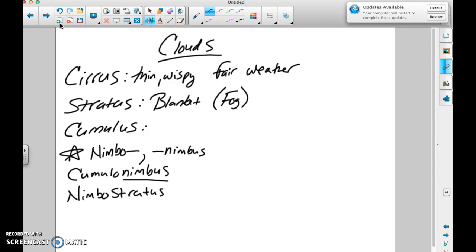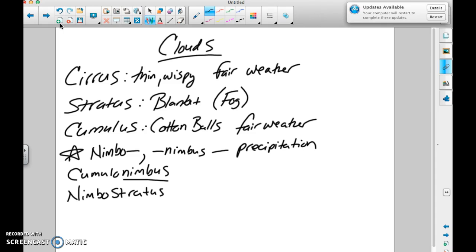Cumulus clouds, these are the ones you guys love making during the cloud making process. These are the ones that look just like cotton balls. Typically when you see cumulus clouds, you know that it's going to be fair weather. Now these two down here, nimbo and nimbus, this typically means some type of precipitation.